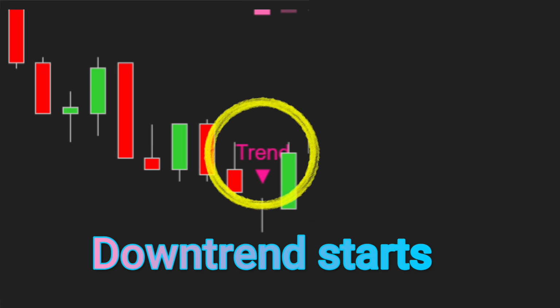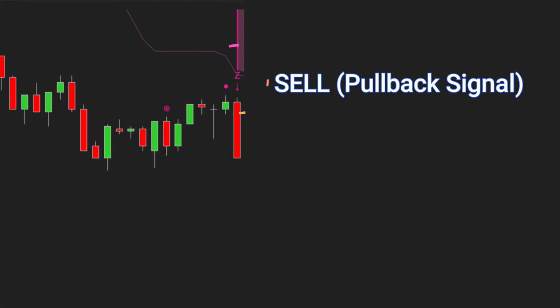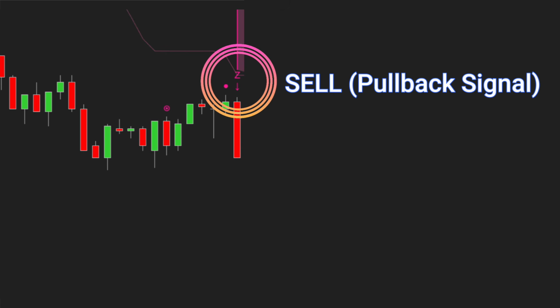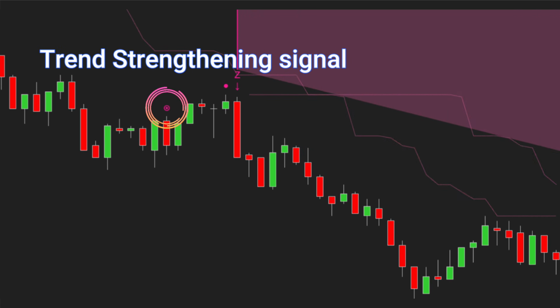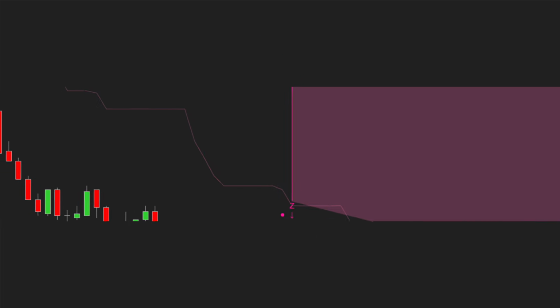Similarly, when a downtrend occurs, the marker turns pink, and the system starts looking for a sell signal. We also get a warning signal indicating that the bearish momentum is strengthening. During a downtrend, the histogram analysis takes place above the price.